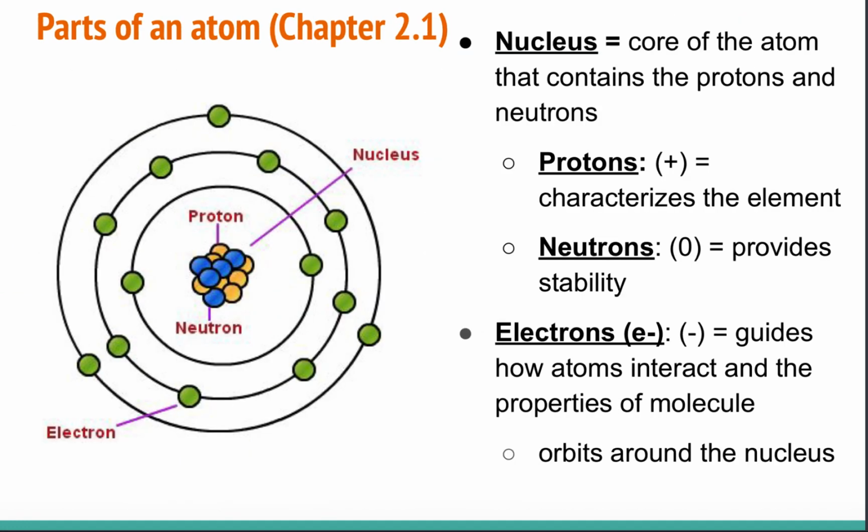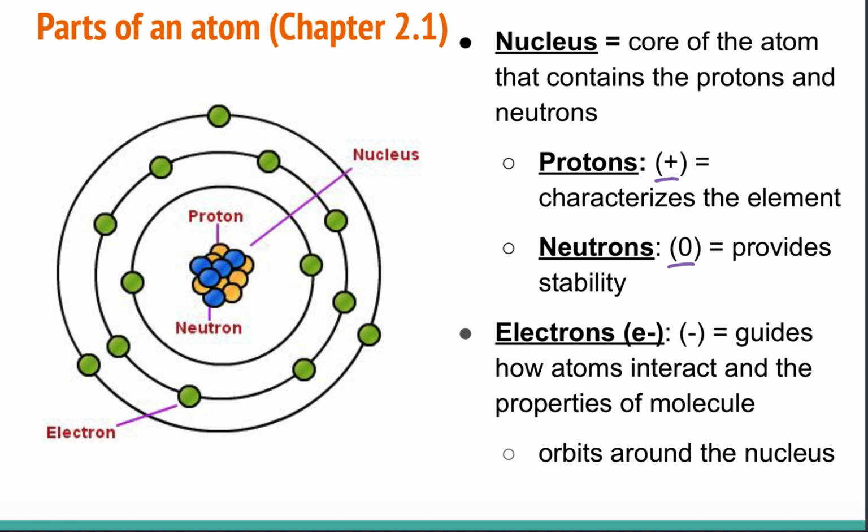Okay, so this stuff is a little bit of a review. In this case, this is just a review of the structure of an atom. So the nucleus is the center core of the atom. It's got protons and neutrons. The protons are positively charged. The neutrons are neutral, meaning there's no charge to them.